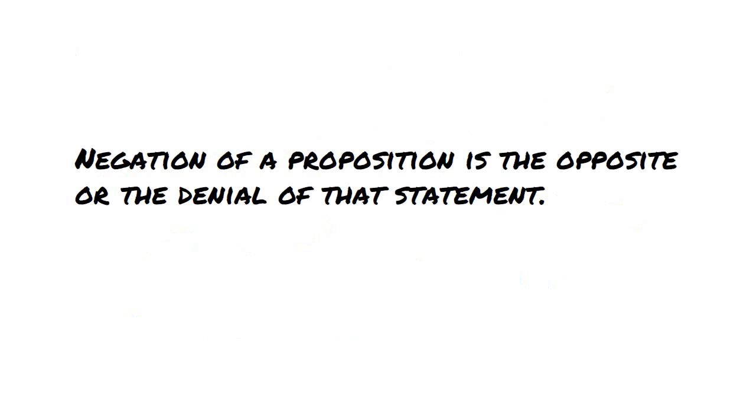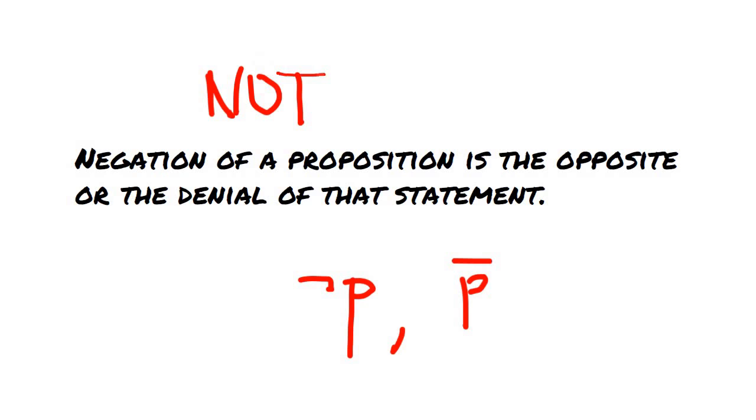Thus, a negation of a proposition is the opposite or the denial of that statement. And we formalize that by a simple negation of a certain propositional variable, or sometimes it is a bar. Especially in logic circuits, a bar is used to represent the negation or a complement. And sometimes this is interchanged with not, or the opposite and denial.